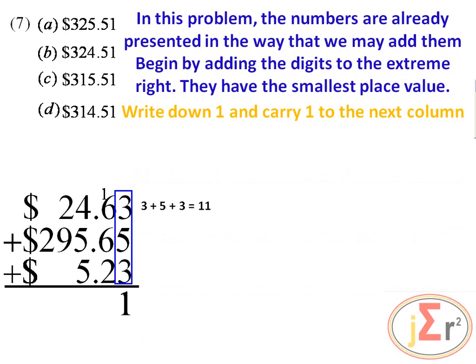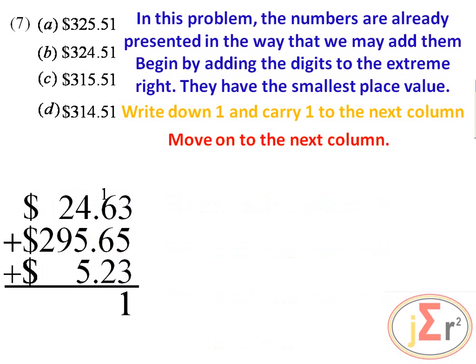Why do we do that? Because this is a ones digit. This is a tens digit. The digit of greater significance is brought over to the column of greater significance, and the column of greater significance is located to the left. Right. So move on to the next column.